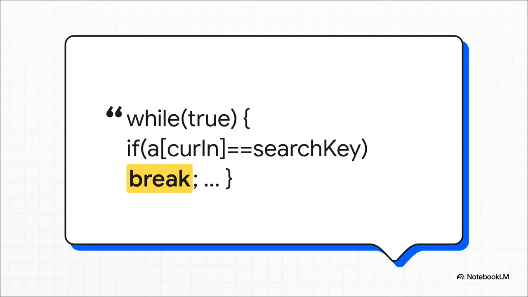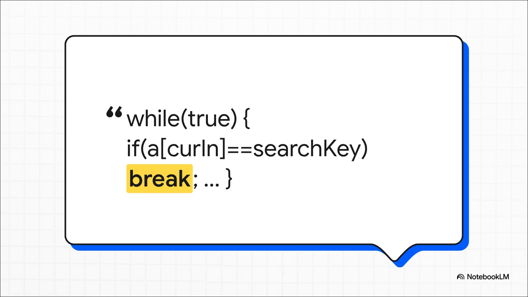So here's a classic example for break. You set up what looks like an infinite loop, while true. But inside, you're searching for something. The second you find it, bam, you hit break and you're out. The loop stops. This is a super common pattern for search algorithms.